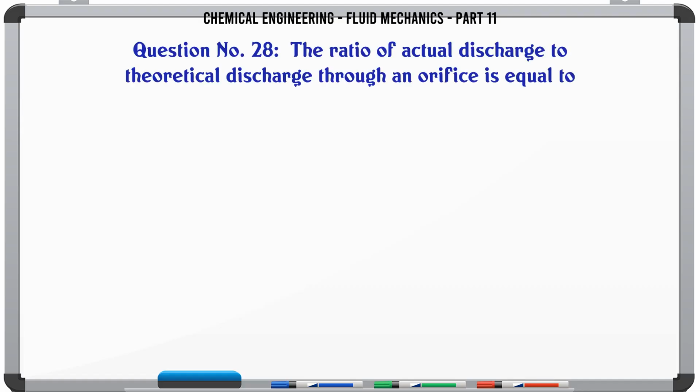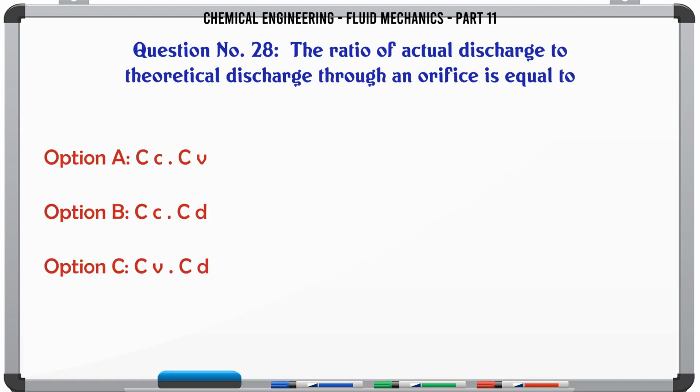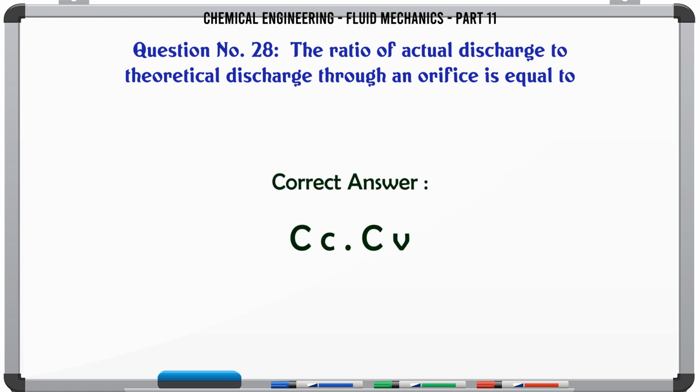The ratio of actual discharge to theoretical discharge through an orifice is equal to A. Cc, B. Cv, C. Cd, D. Cc·Cv. The correct answer is Cc·Cv.